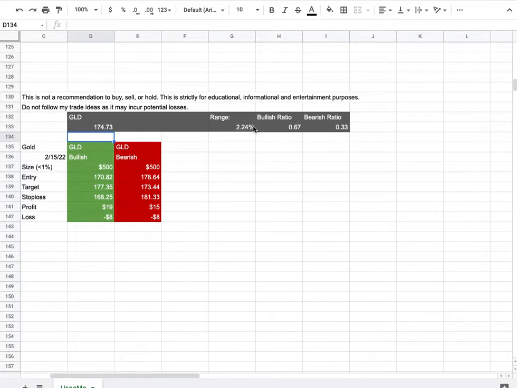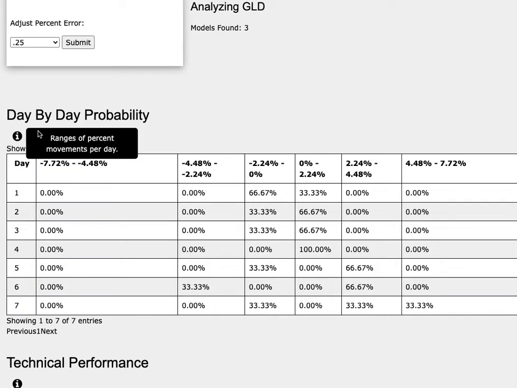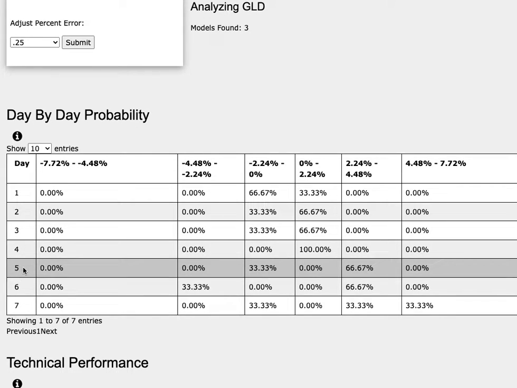So how did I develop the trade ideas? It all comes from the day-by-day probability model. As we progress to the 5th day or week of trading, gold futures has a 67% chance to climb between 2 to 4.5%. To the downside has a 33% chance to fall between 0 to negative 2.2%.